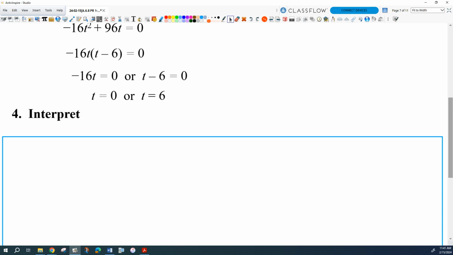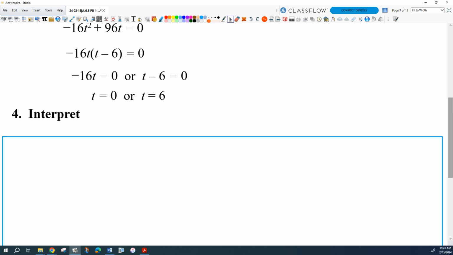Yeah, that's right at the very start. Right as I'm making contact with the golf ball, what is its height? 0, yeah. So it is 0 at that time. There are 2 times when the golf ball is on the ground: at t equals 0, right before I hit it, and at t equals 6 when it comes down.